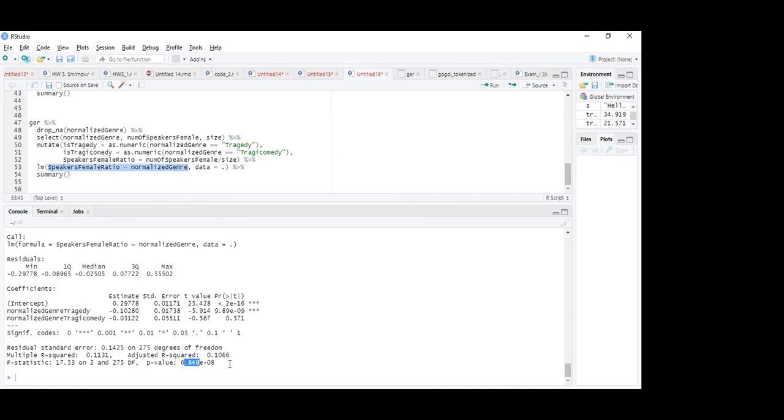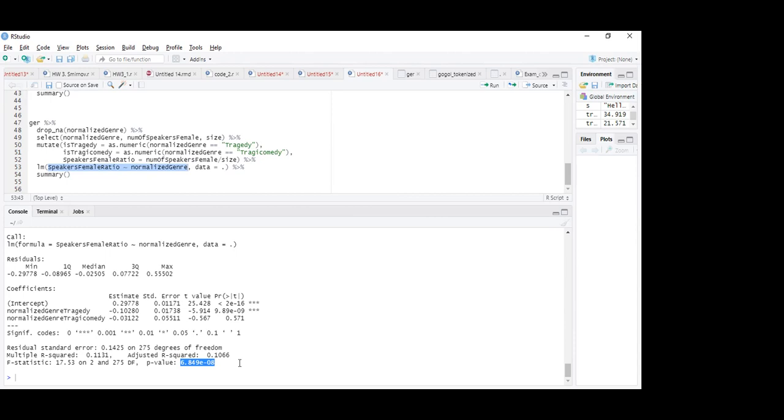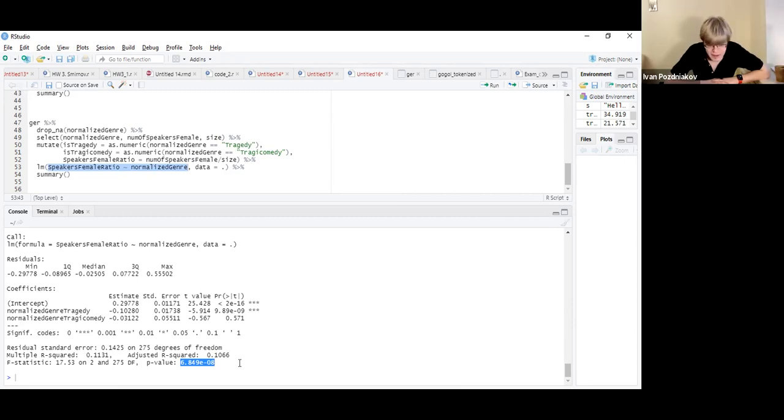Does it make sense or does it not make sense? I'm confused. What do you mean by make sense? I mean, is that a legitimate linear model? Yes, but we wanted to answer some question: does the speaker's female ratio correlate with the normalized genre? The answer is yes. We can reject the null hypothesis, that there is no connection, because of the very small p-value.